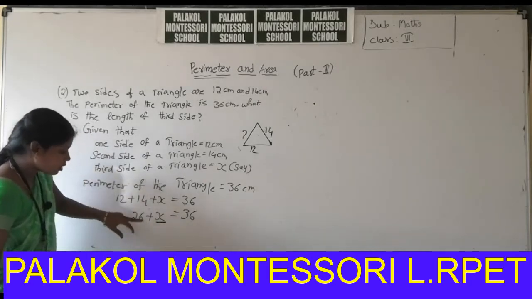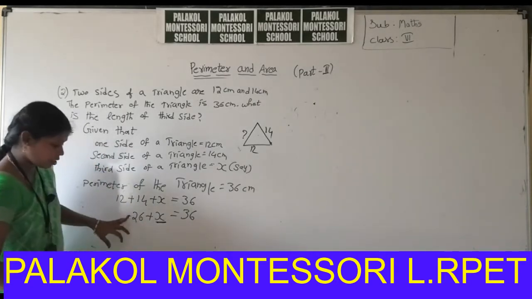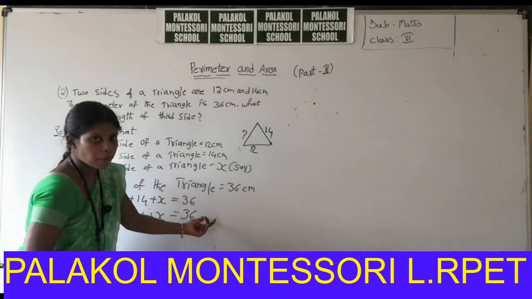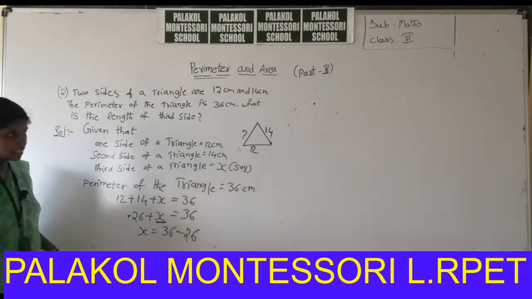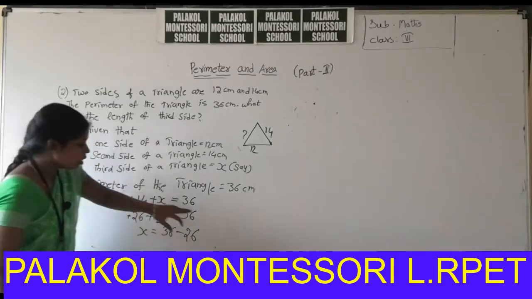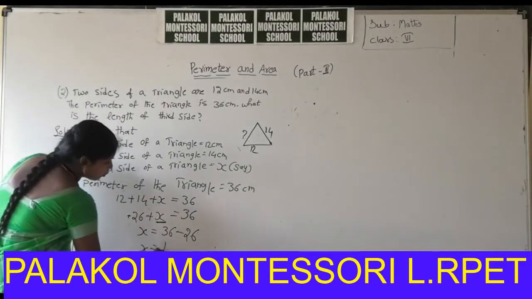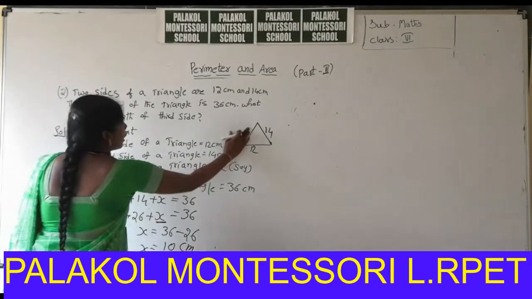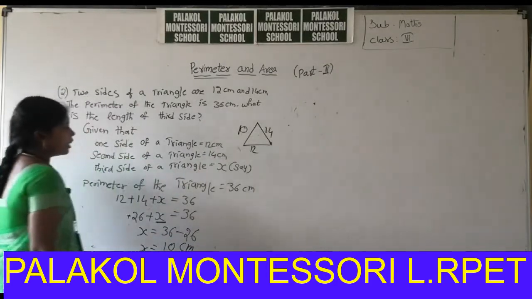This 26 comes to this side. It is added on this side, so when it comes to the other side, it is subtracted. So x is equal to 36 minus 26, because 26 is addition on this side. When that 26 comes to this side, it is subtracted. So x is equal to 10 centimeters. Therefore, the length of the third side is 10 centimeters.